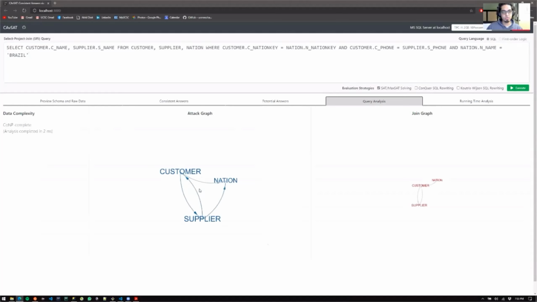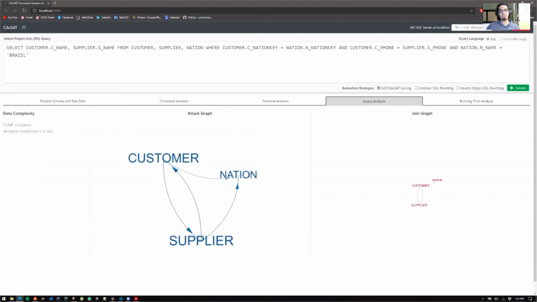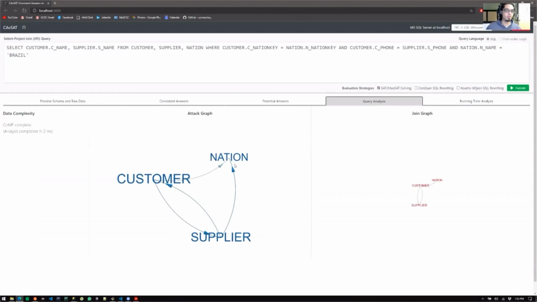And this is due to the fact that we have this very nice tool called Attack Graph. From a query, you can build this attack graph. The idea here is that properties of cycles in the attack graph tell you the complexity of the query. So you see there is a cycle between the nodes customer and supplier, which are the tables participating in the query. And because of this cycle, this query is co-NP complete.